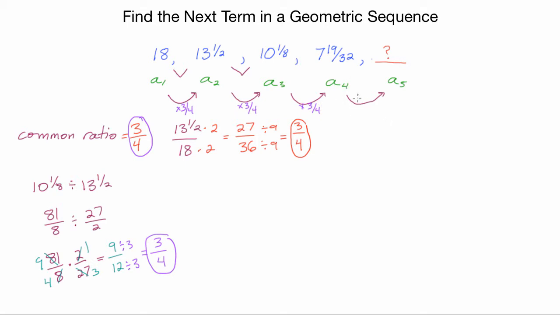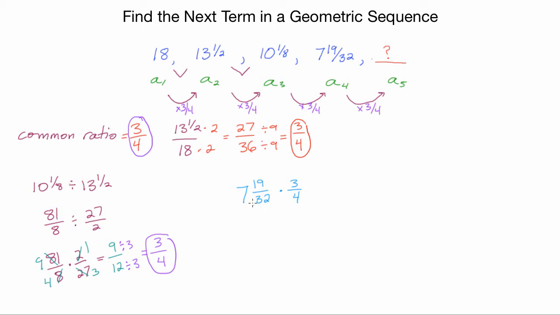So to get the next term then, I'm just going to multiply by 3/4. So let's do that. Let's take my 7 and 19/32, and we're going to multiply that by 3/4. Told you there was a lot of fractions here to get my next term in the sequence.